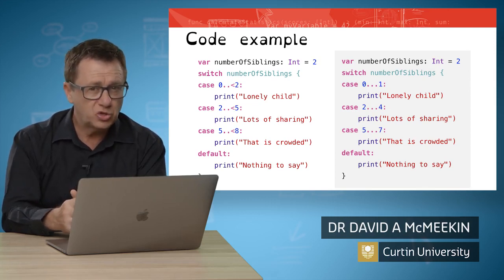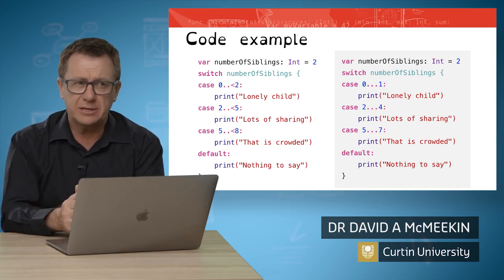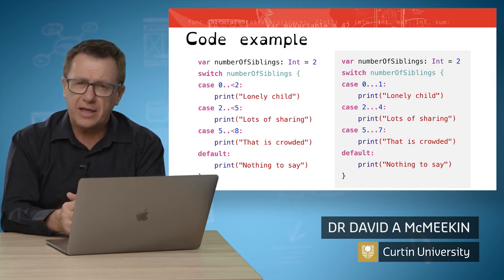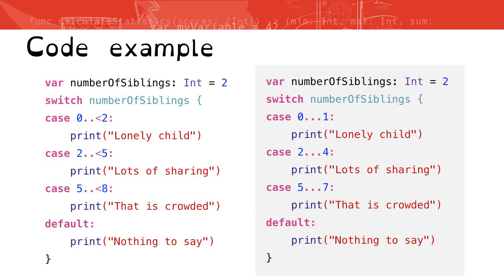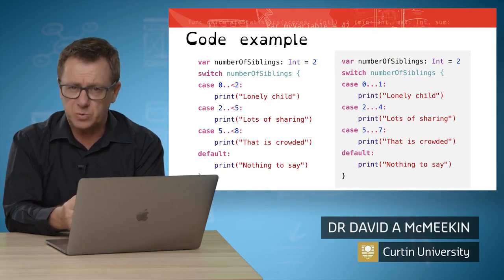Case 2, between 2 and less than 5, or on the right-hand side, between 2 and 4. The third case, 5, between 5 and less than 8, or on the right-hand side, between 5 and 7. So they're different ways of going about doing a similar thing, but it's highlighting the ability to use a range. As you can see, there are different ways we can use the switch statement to achieve a similar outcome.